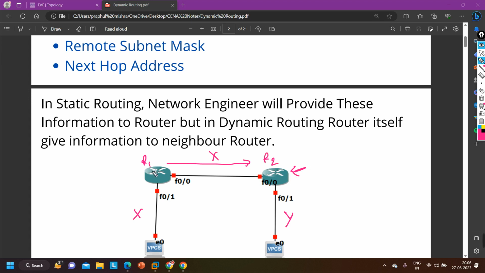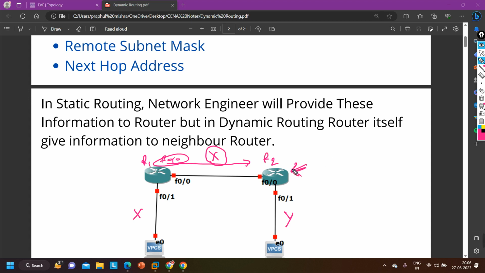By knowing the X network advertisement interface, sir. No, by knowing the source IP address. This network is coming from where? In this packet, what will the source IP be? The IP address of F0/0, yes or no? Yes, sir. So this is how in the packet there will be a source address, and through that source address router 2 can understand.